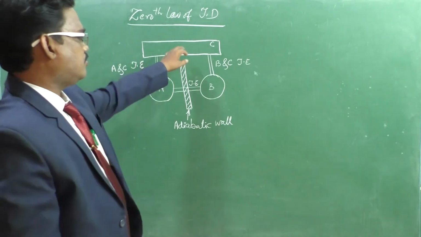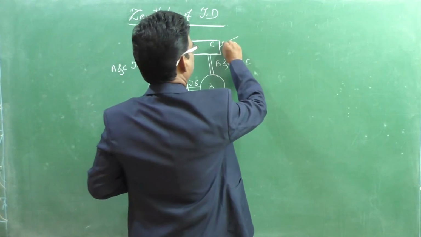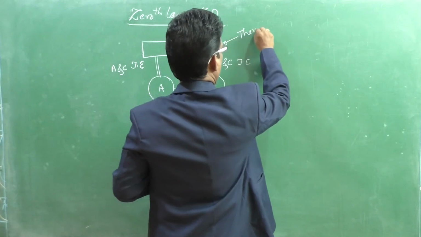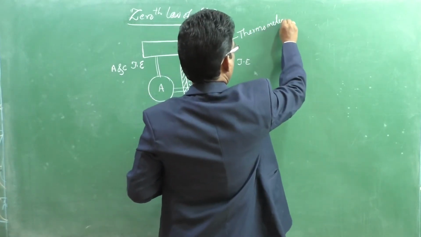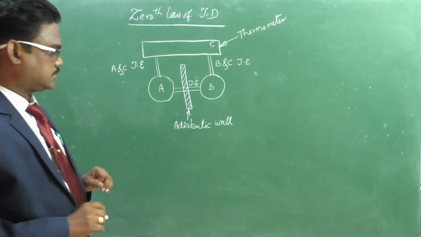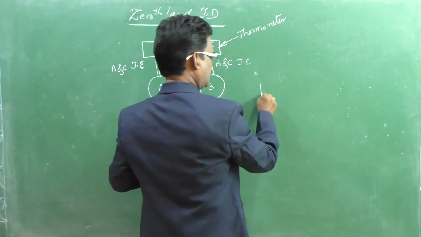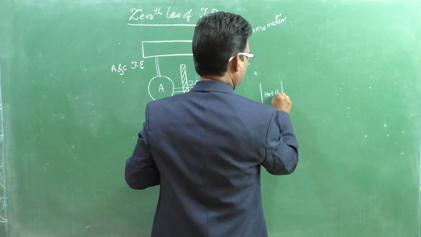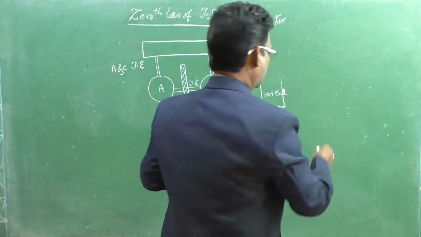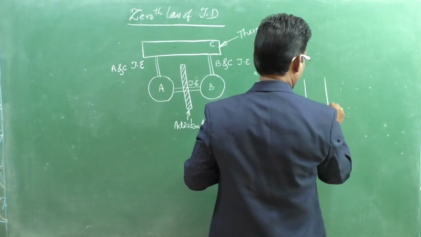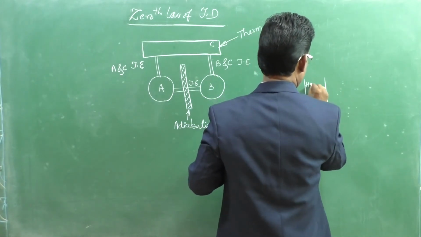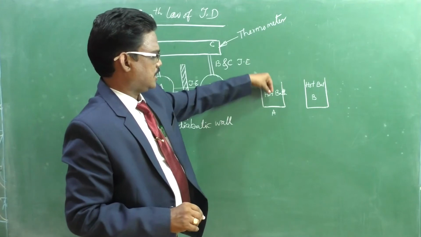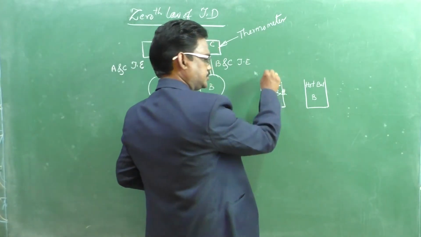That means the third body we can consider as a temperature gauge, that is, a thermometer. A is a hot bath, and B is also a hot bath. Now the thermometer is placed in hot bath A, and some temperature is noted.